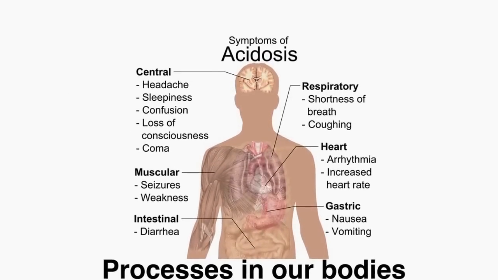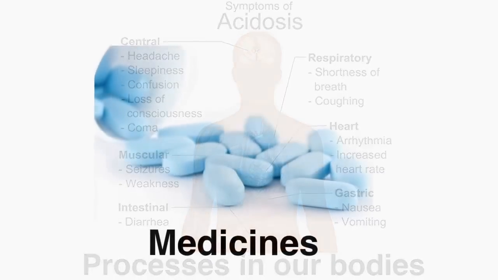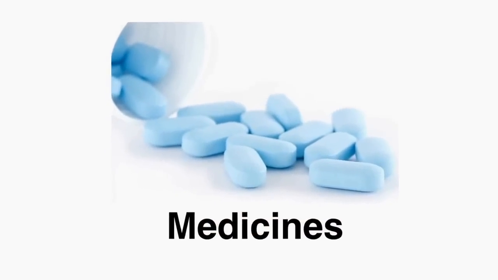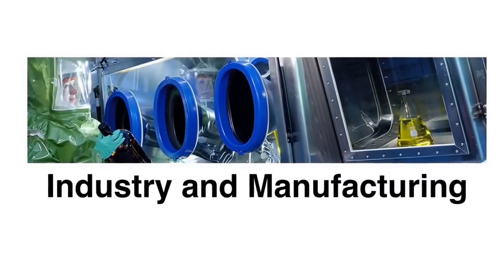Many of the processes in our bodies rely on a balance of acids and bases. Medicines we use have to do with acids and bases, and industry and manufacturing also involve acids and bases.